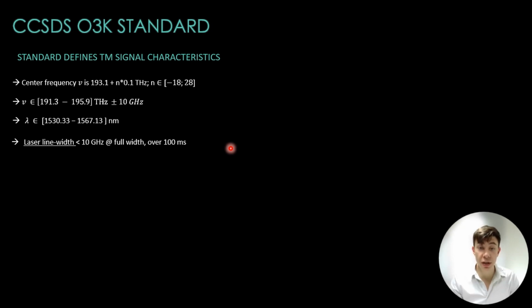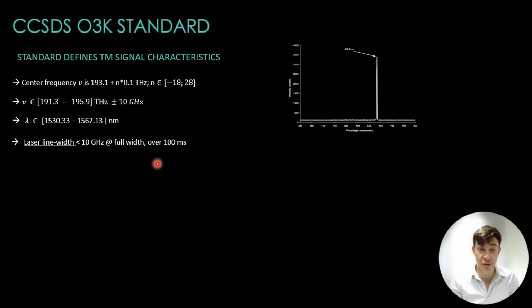Laser line width and energy concentration. The laser line width, a measure of the range of emitted wavelengths, must be less than 10 GHz for optimal signal quality. Additionally, 95% of the laser energy should be concentrated within ±20 GHz of the center frequency, ensuring a focused and efficient transmission.